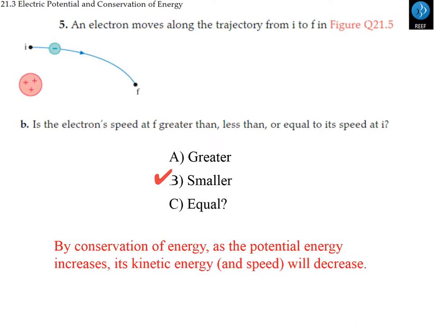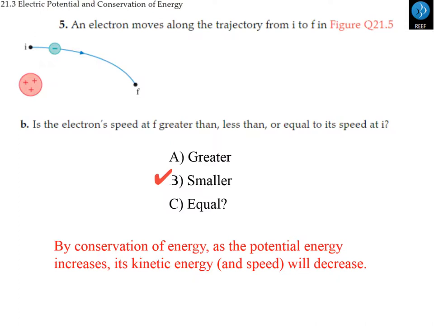Well, we had the answer before, because it's moving away. We know that its potential energy was decreasing, which means the kinetic energy is decreasing. Consequently, it's getting smaller. By conservation of energy, as the potential energy increases, as we found in part A, its kinetic energy and the velocity will decrease.